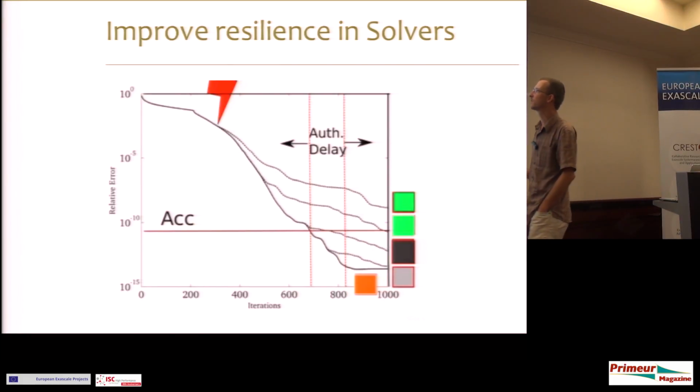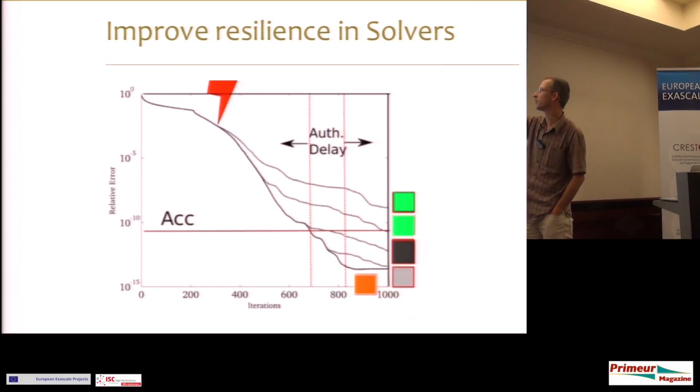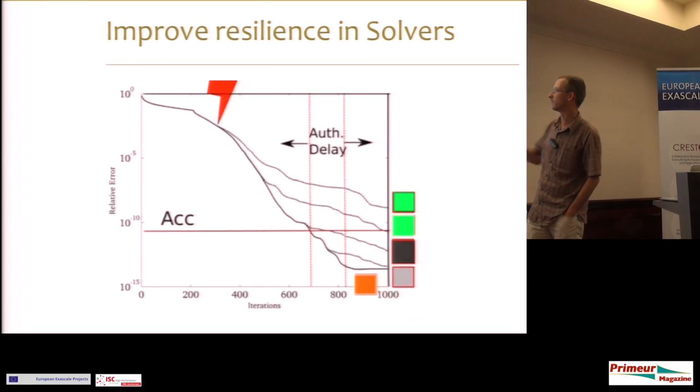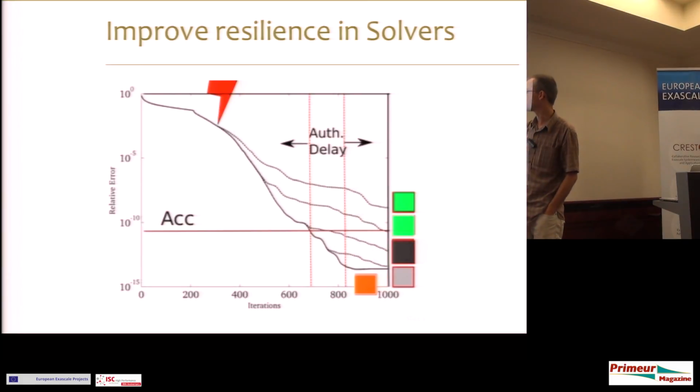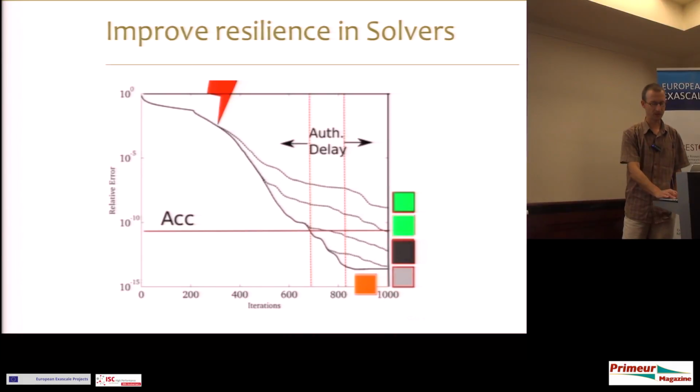And what you can see is that if you don't do anything, you just initialize the part that you lost with zeros, your solver almost stops converging, or the convergence takes much longer. The black curve is when you don't have any faults, while if you fix the fault in an intelligent way, you can make your solver converge in a way which is not as fast as if you don't have a fault, but better.